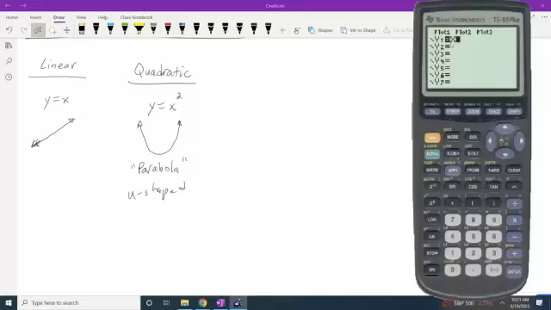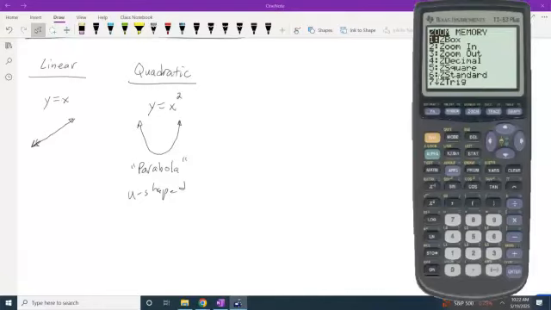All right, so it says Y is equal to X. Now, in order to graph, you can simply hit graph. But when you see me graph these things, I'm not going to hit graph. I'm going to hit zoom, and I'm going to hit 6.